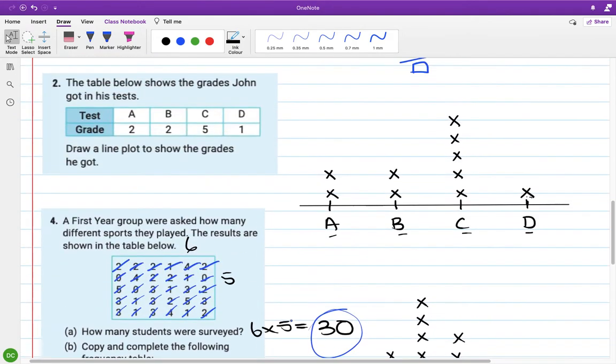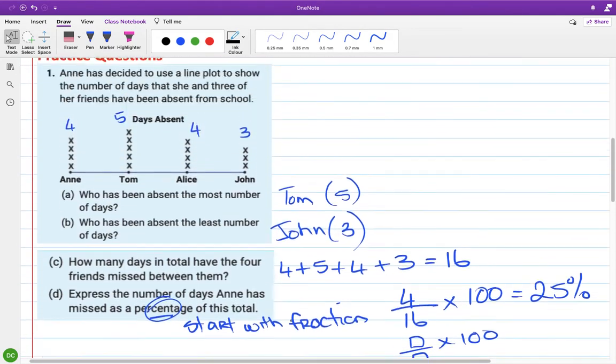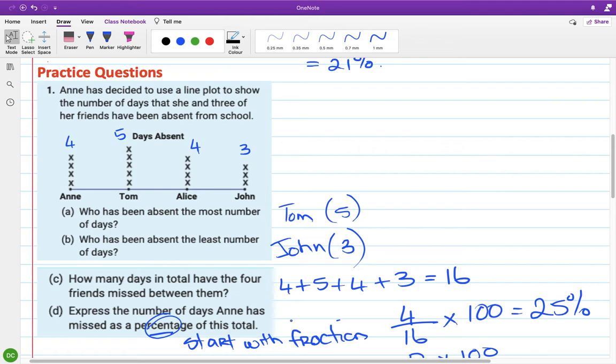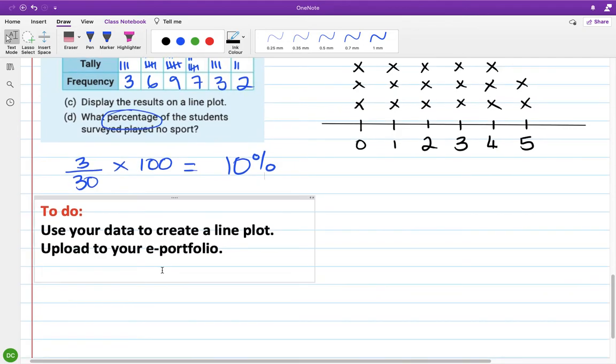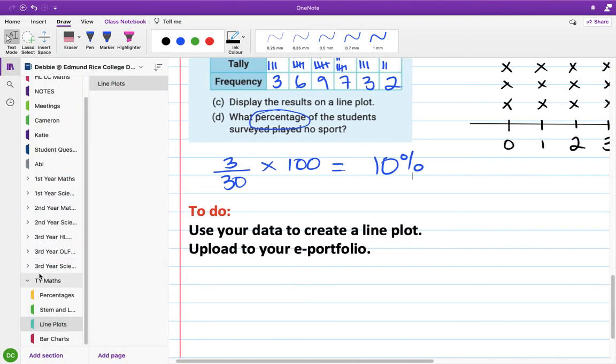Okay, so that was the practice questions, which, like I said, please, starting today, if we could start uploading the answers to your practice questions, just take a picture of your copy and upload it onto Schoology. And your e-portfolio now should have 2 things for maths.